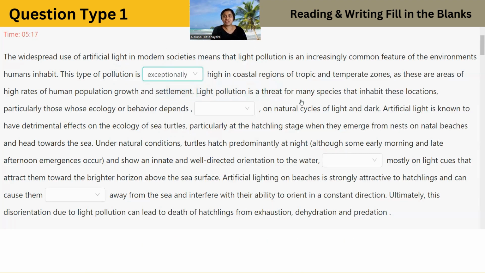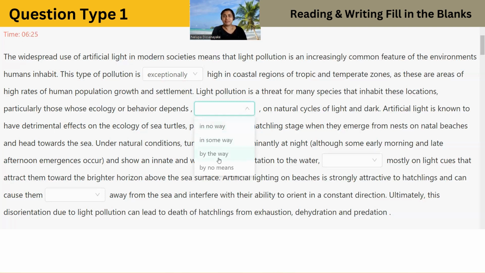Light pollution is a threat for many species that inhabit these locations, particularly those whose ecology or behavior depends blank. There are two commas around the blank. So it says that light pollution has become a problem, a threat to species also. Let's see what the answers are. In no way: it doesn't say something negative. It is going to say something new about this topic. Now, for the species, what happened? How is it a threat to some species who live in the coastal area? So we cannot say no way.